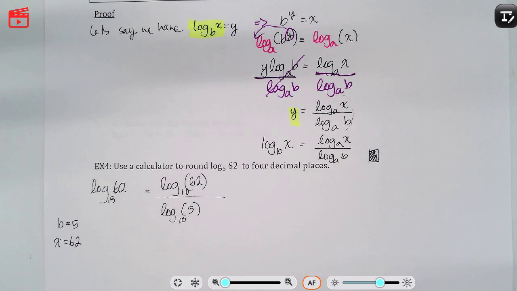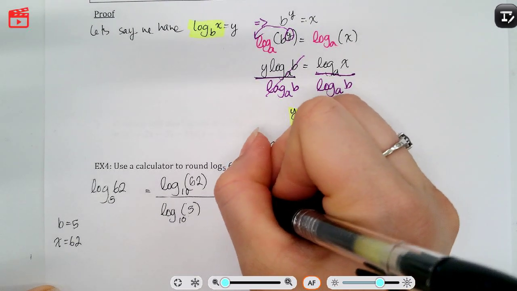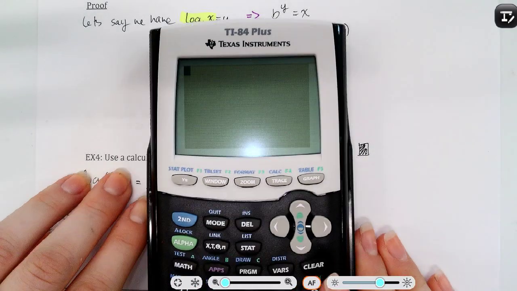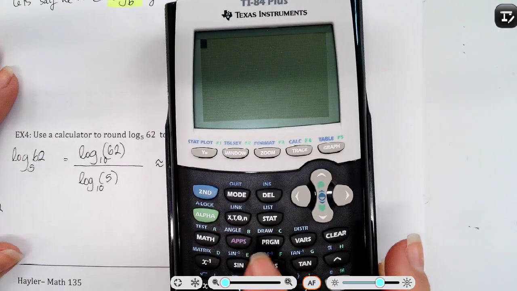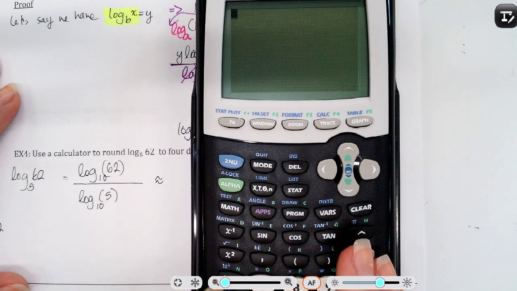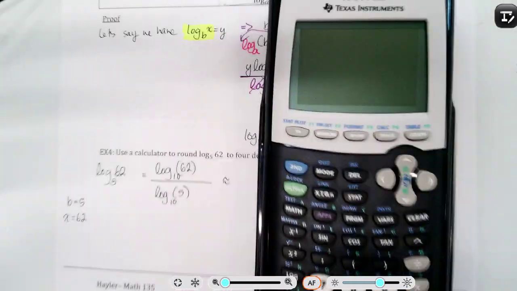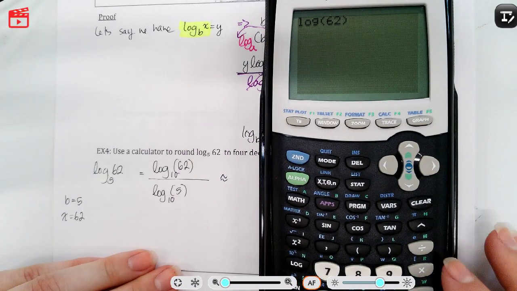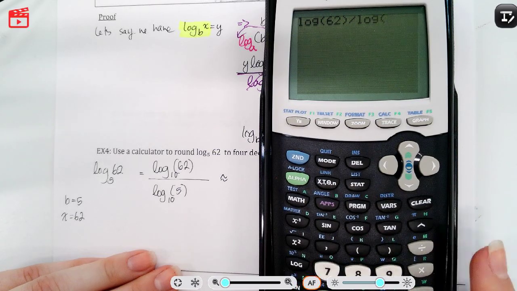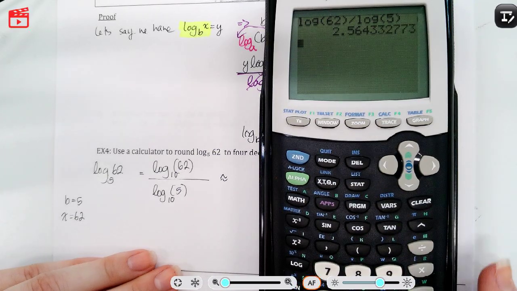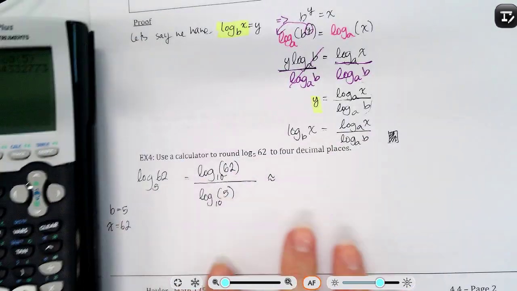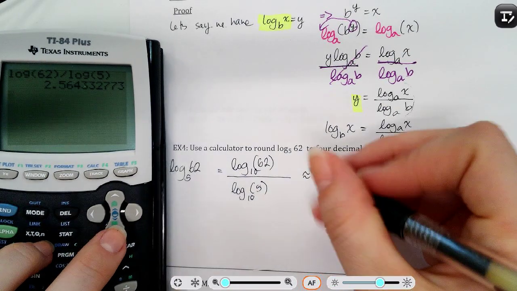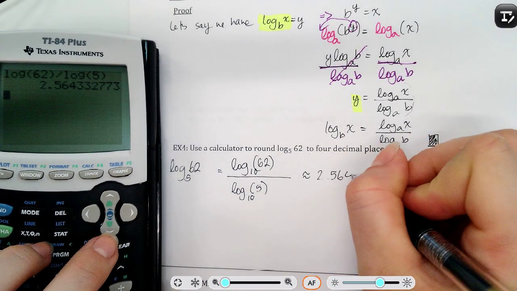Okay, and then we're going to go ahead and calculate this. And we're going to round to 4 decimal places. So pulling up my calculator, that's going to be regular log. Okay, that's going to be log 62 divided by log 5. And what is our answer? 2.564. And we're just rounding to 4 decimal places, so we're going to go with 2.5643.